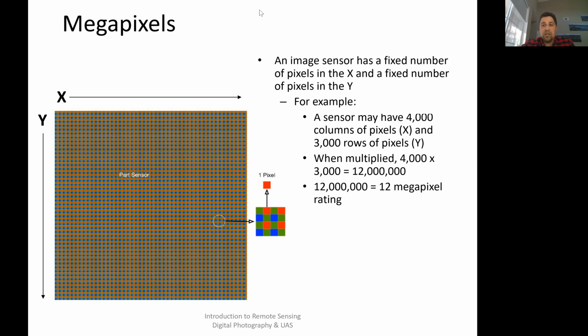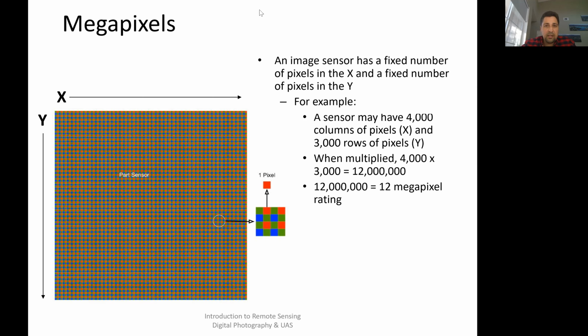For example, a sensor might have 4,000 columns, that would be this direction, by 3,000 rows this way. If we simply multiply those two things together, 4,000 by 3,000, what do you get? You get 12 million, 12 million pixels altogether in the entire sensor. What you end up with is a 12 megapixel rating of a sensor.